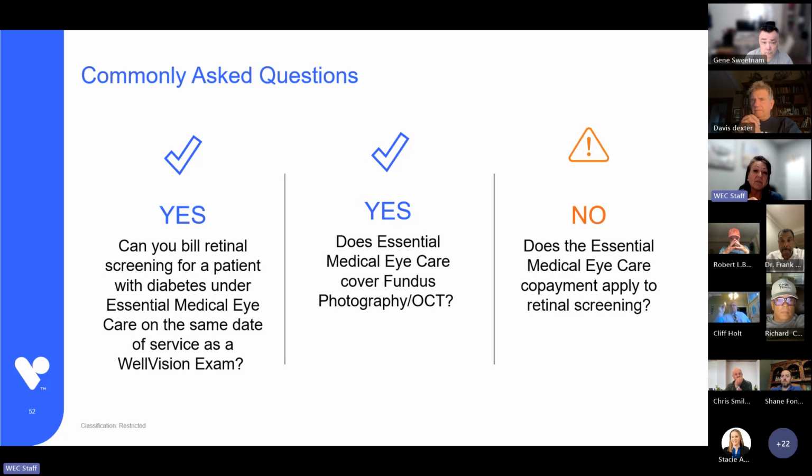Does essential medical eye care cover fundus photos and OCT? Yes, and lots more. About 85 additional services or diagnostic services are covered under essential medical eye care. Does essential medical eye care copay apply when doing the retinal screening? No. Remember, the copay only applies when you're using that insurance or that particular plan to apply to their exam, a 9992 code. If you're not billing a 9992 code, you do not collect the copay. So if you have a patient come back for visual field OCT and you don't attach a 99 code or a 92 code on that day, you do not collect a copay.